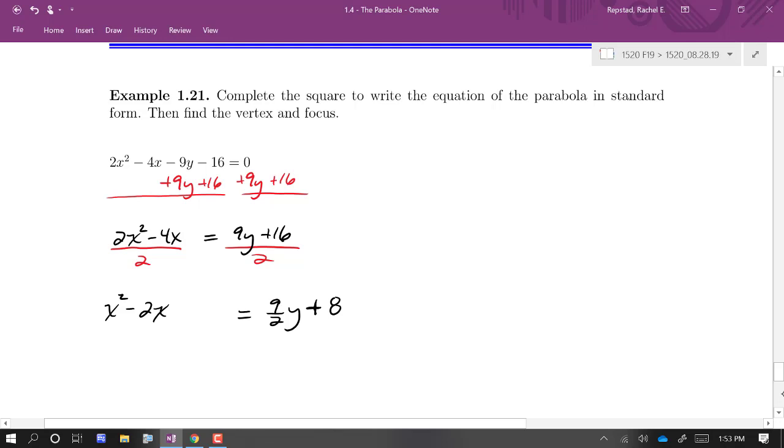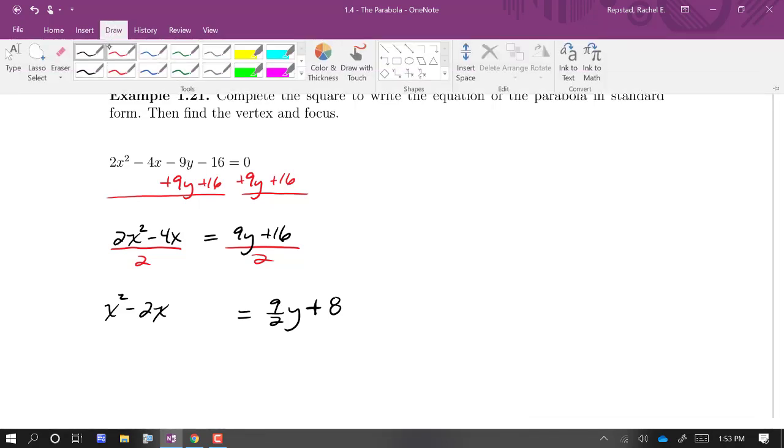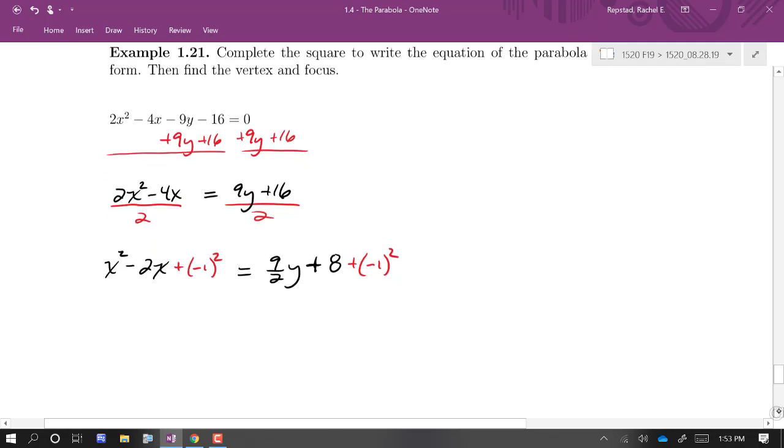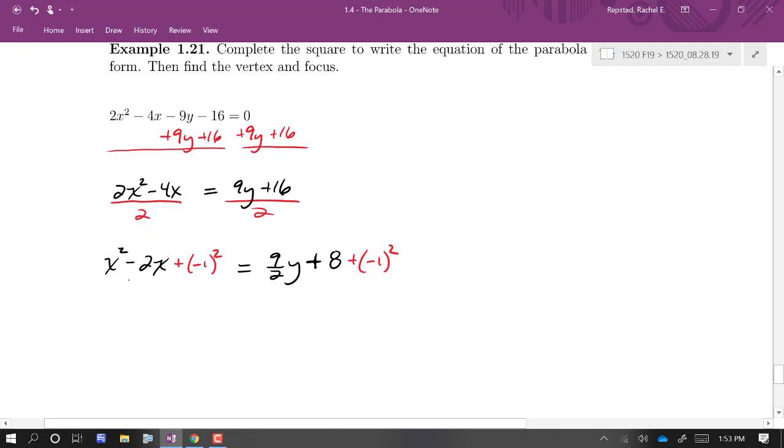What comes next? Negative 1 squared. Yeah, we're going to complete the square. What do we have on the left side there? x minus 1 squared. Yep. And then here we have 9/2 y plus 9. Now we have completed the square, right? We did complete the square.